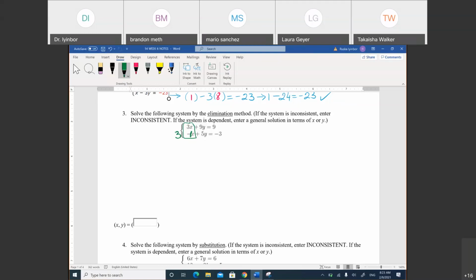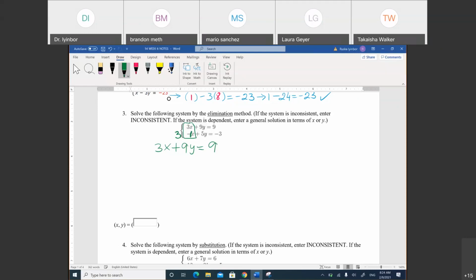You're going to cancel one of the x or y, pick which one, okay? So I'm going to look at x first. So I'm going to copy the first. Sometimes you multiply both equations by numbers. Sometimes you multiply one of them by numbers. In this case, I'm going to keep the first one. So I'm going to keep it 3x plus 9y equals 9. I'm going to copy this. And I multiplied everything in the second equation by 3.